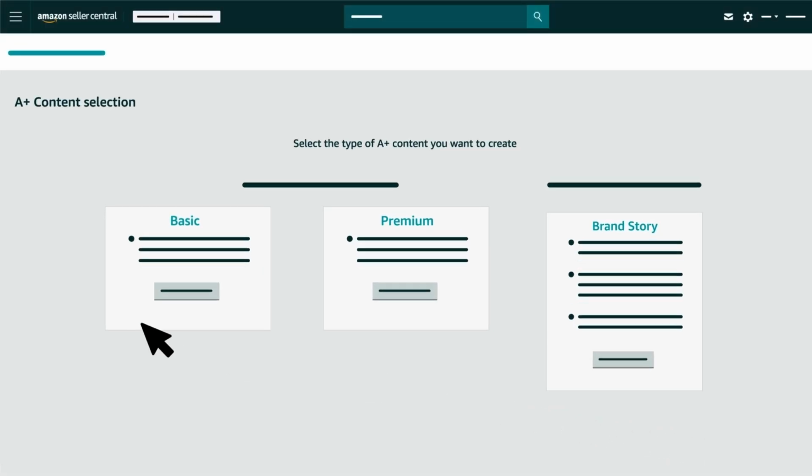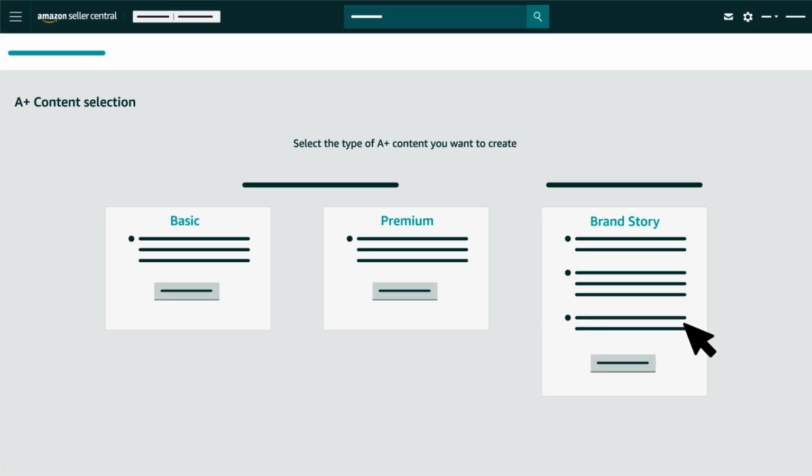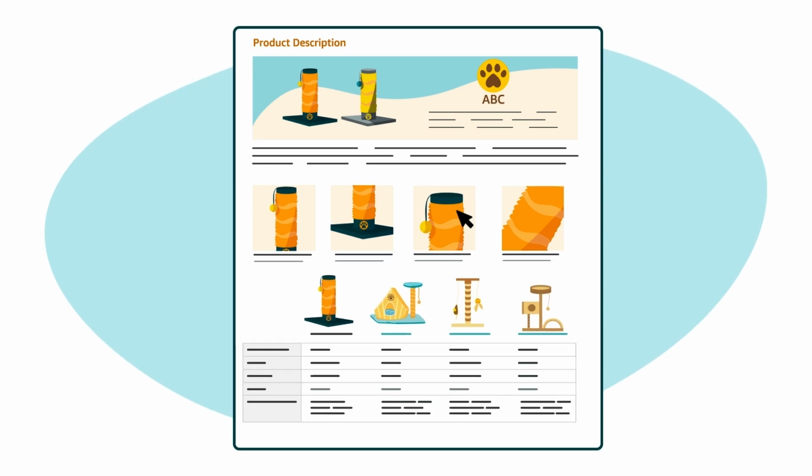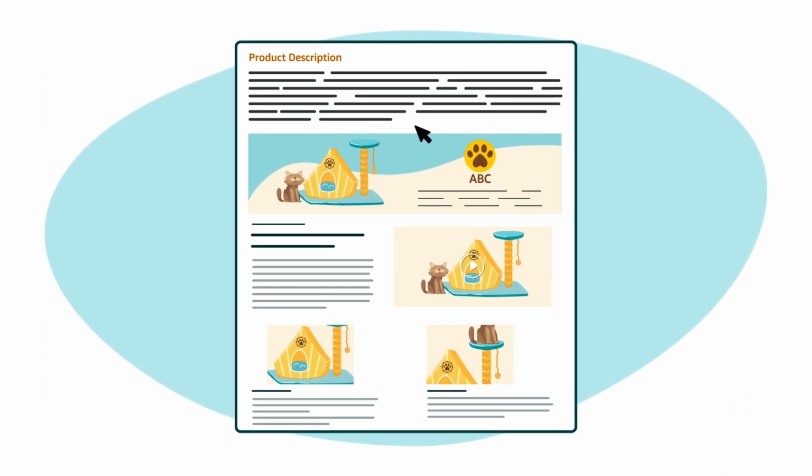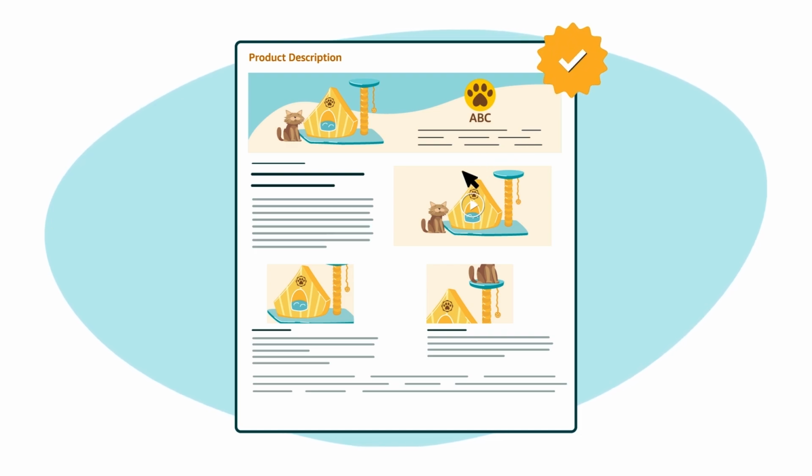As you're selecting the type of A+ content you want to create, basic, premium, or brand story, make sure you also keep 2 considerations in mind. 1. Publishing an A+ content product description, whether basic or premium, hides a product's original plain text description, so be sure to carry over all key information.